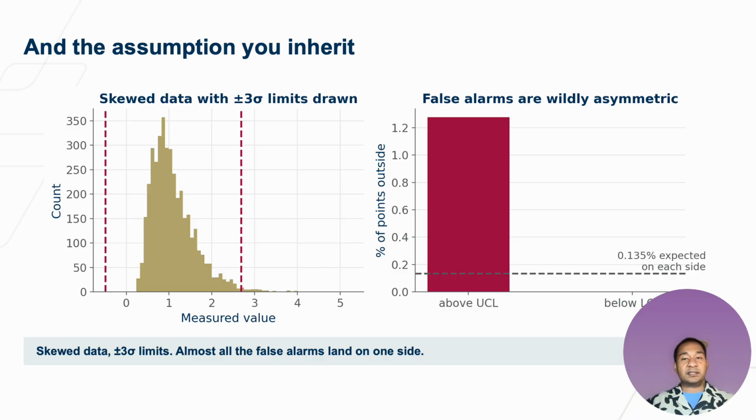Now count the violations. You should get about 0.135% below and 0.135% above. What you actually get is heavily weighted to one side. Now the consequence. Your false alarm rate is not what you think it is, and it is asymmetric. You will be chasing phantoms on the high side and missing the real excursion on the low side. Nothing about the chart's appearance tells you this is happening. So with individuals charts, checking the distribution is not optional diligence. It is part of building the chart.